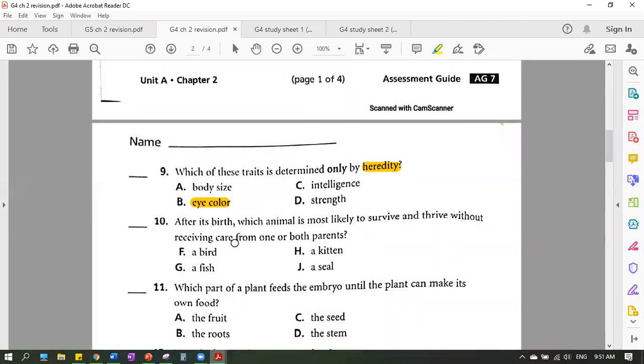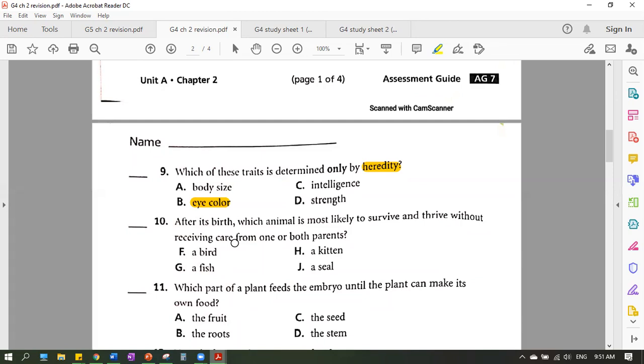Okay. So, after its birth, which animal is most likely to survive and thrive? It's also the same meaning, without receiving care from one or both of his parents. So he's absolutely independent, like he doesn't need his parents to survive. Are you ready for the choices? Do you think it's a bird, a fish, a kitten, or a seal? Do you know what a seal is? What do you think the answer will be? If you want me to read the question again, I can do it. It's a fish.